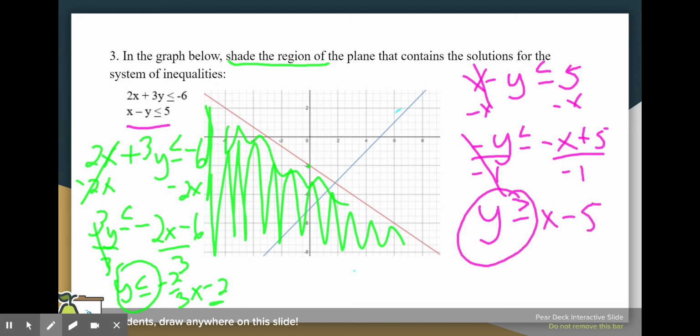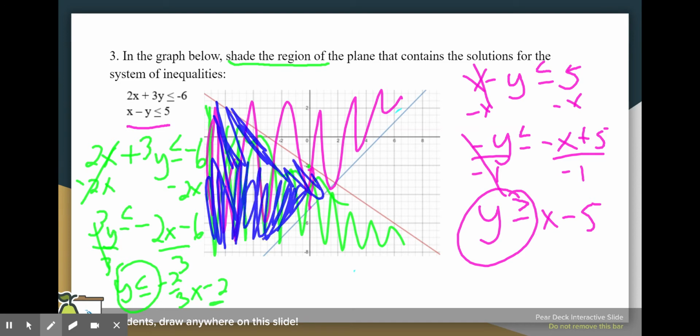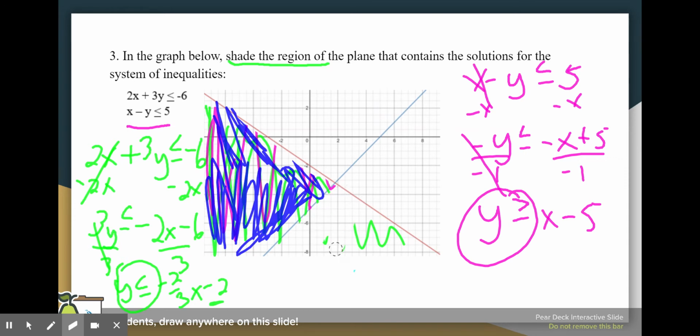What's important is that's y greater than. So for this one, if I put my pen on any point on the blue line, I'm going to be shading up. So it's this part. So the solution set is the part that's shaded by both, which is this area right here. And you can actually erase everything else. There we go.